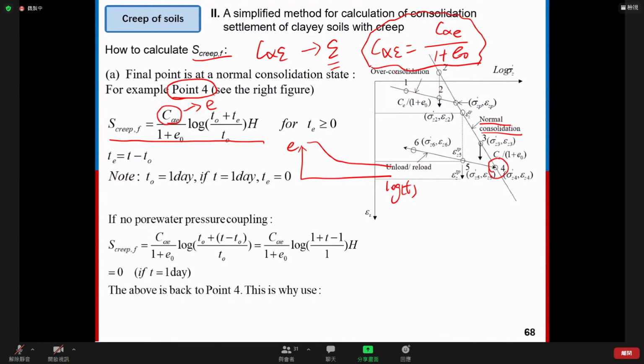Sometimes in the question, we only give you C alpha E, okay? Sometimes we only give C alpha epsilon, okay? You should be very careful. It's a very small difference, okay, in the subscript, but the calculation result will be quite different, okay? So C alpha E is the slope here, the slope of this part, okay? This is C alpha E.